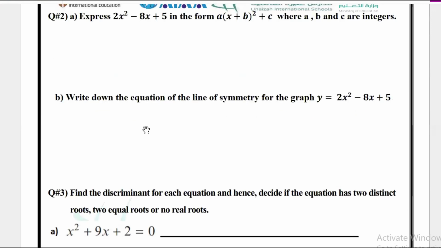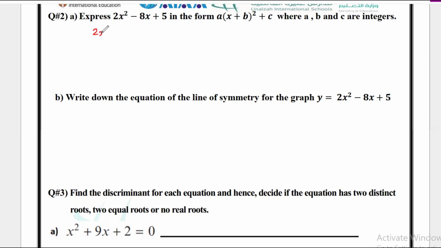Next, question number 2. Express 2x squared minus 8x plus 5 in the form a(x plus b) whole square plus c, where a, b, and c are integers. So remember, we are trying to use the completing the square concept here.